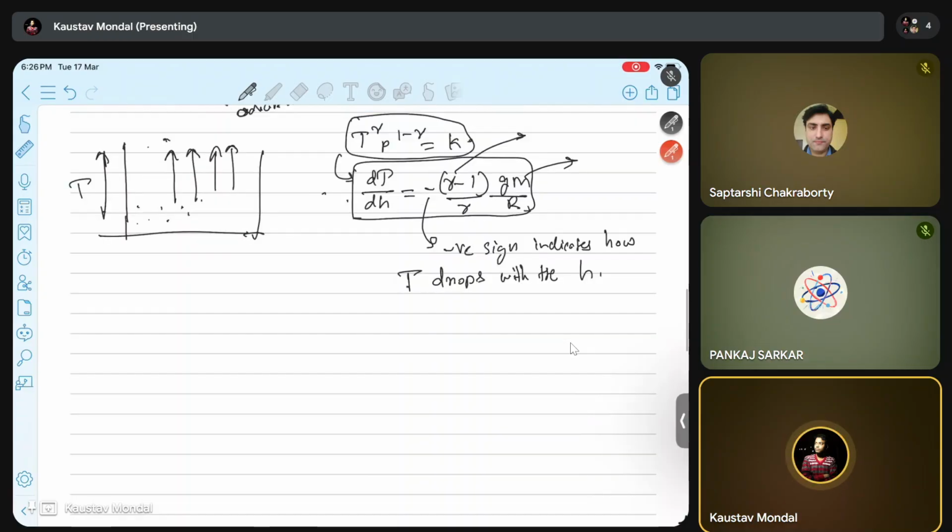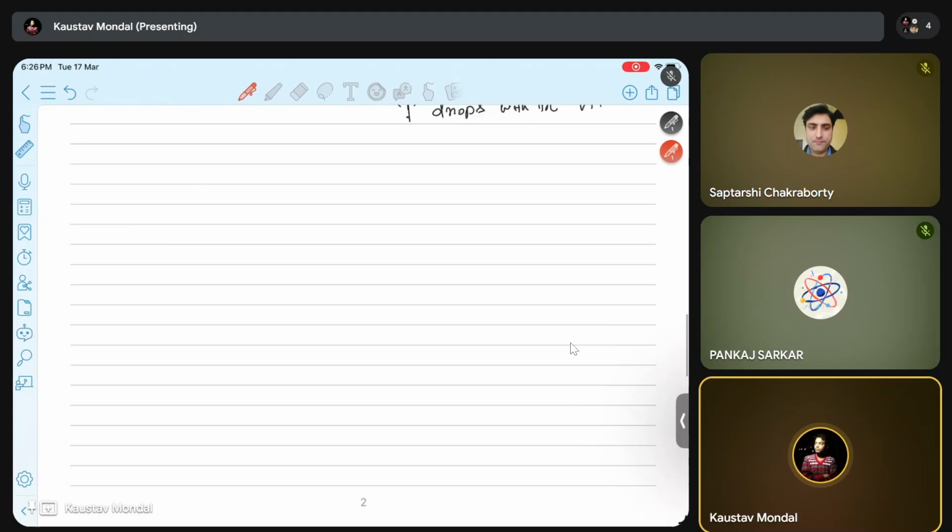Okay, so next we will discuss another important concept known as the cyclic process. This is also a very important concept that we deal with in classical thermodynamics. So what is a cyclic process? A cyclic process is a process where the system's initial state and final state are equal.